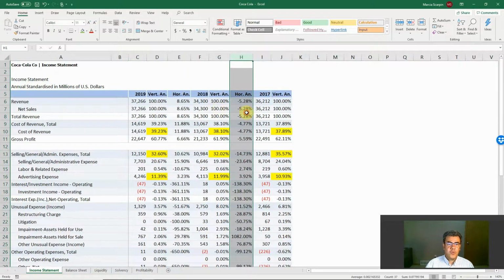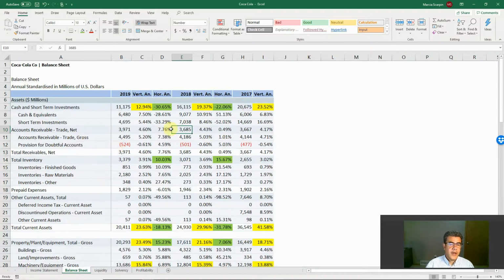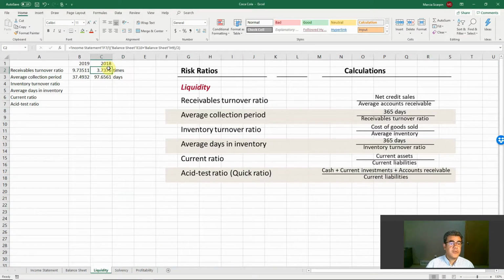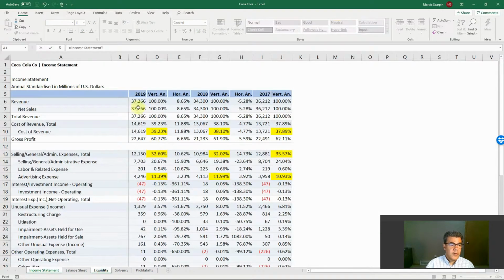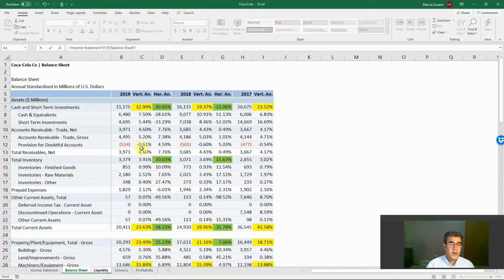So here, what do we have here? 2018 decrease, small decrease. Accounts receivable, huge increase here. So yes, maybe this number is already right. Let's do it again. Net sales 2018 decreases. Our net sales decrease here and our accounts receivable increases.